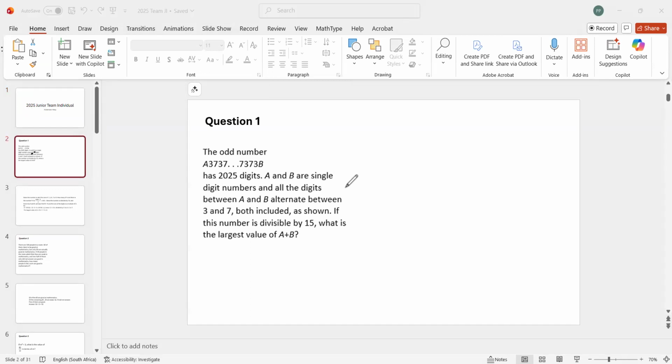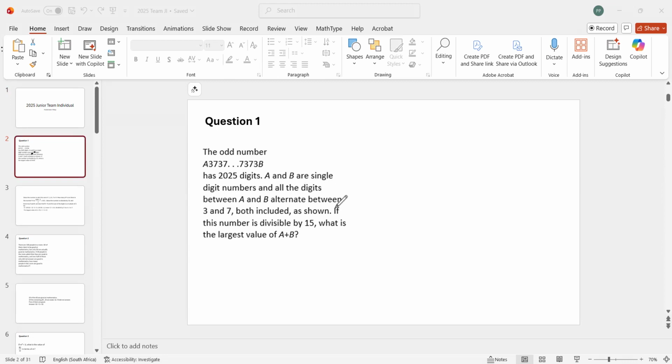This question says the odd number has 2025 digits. So there are 2025 digits in this number. A and B are single digit numbers. A is the first digit and B is the last digit. And all the digits between A and B alternate between 3 and 7, both included.